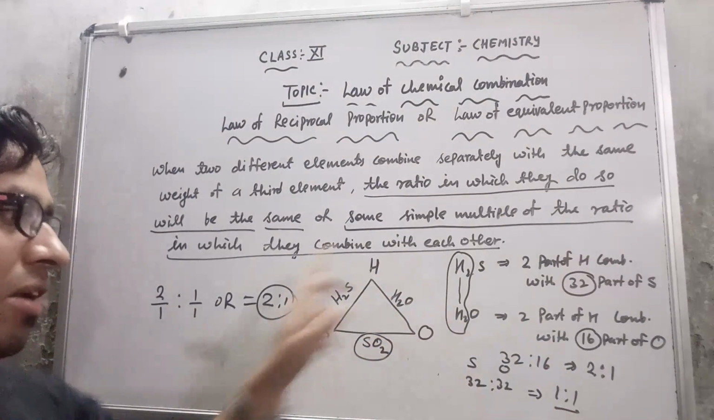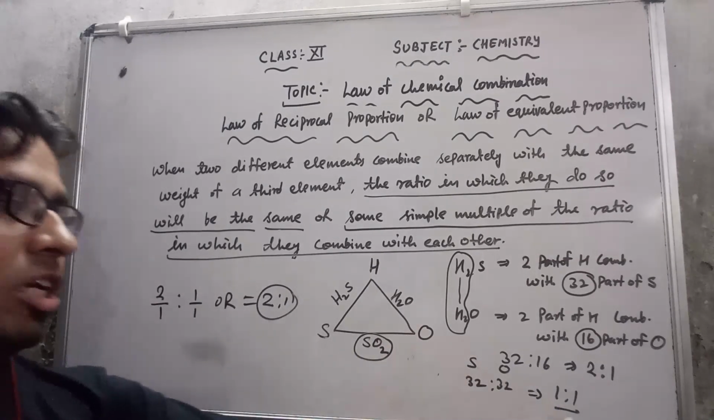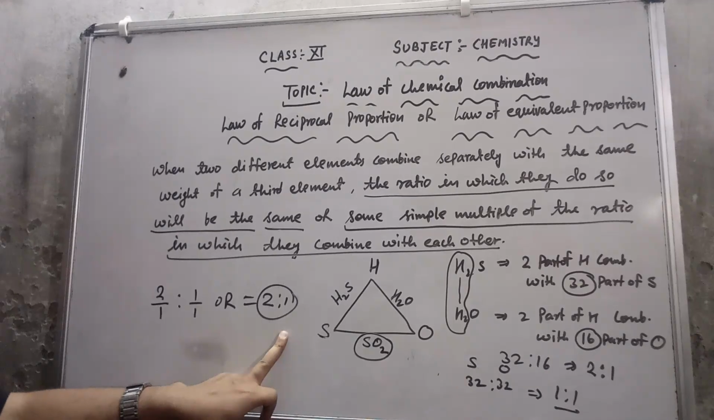This is for when they combine separately, and when they combine with each other the ratio is coming 1 ratio 1. So if I check there, the ratio is coming 2:1, and 1/1.